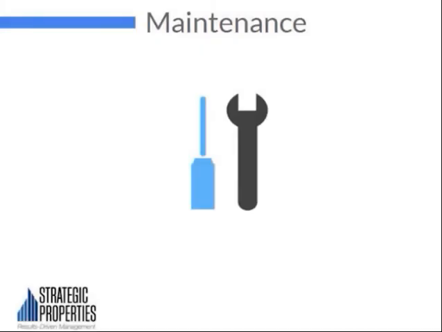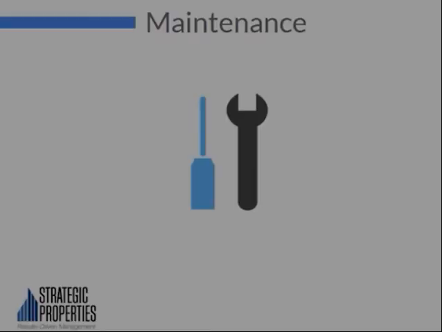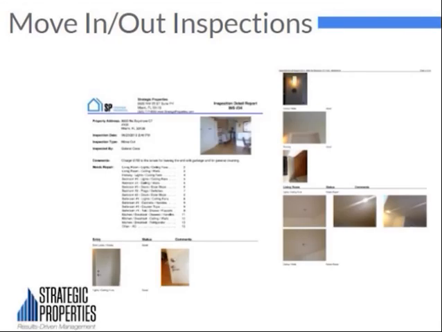Our maintenance department is here to make sure that all of the work orders are responded promptly, and basically that the owner has peace of mind when it comes to maintenance in their properties. Another service that we provide to our owners and tenants is the move-in inspection and move-out inspection. First, let's go over the move-in inspection.